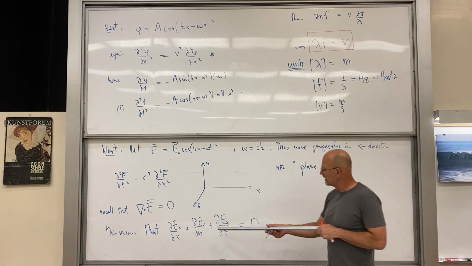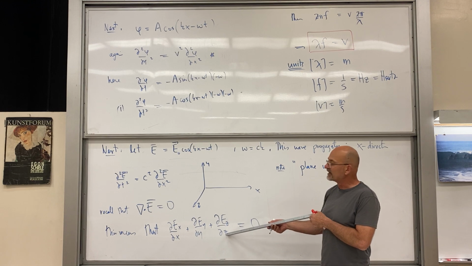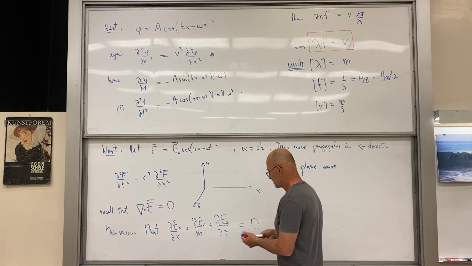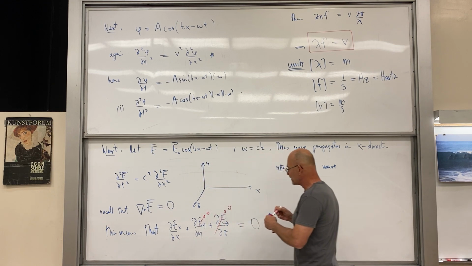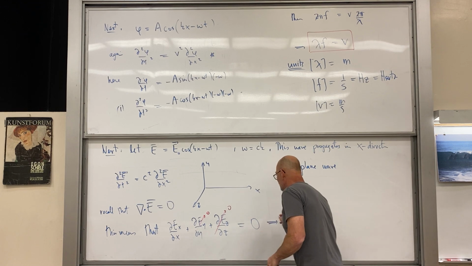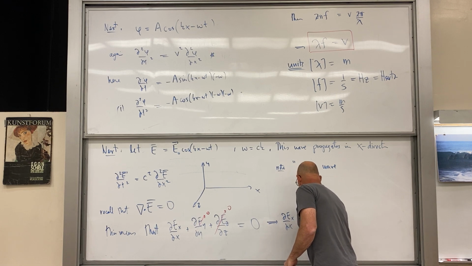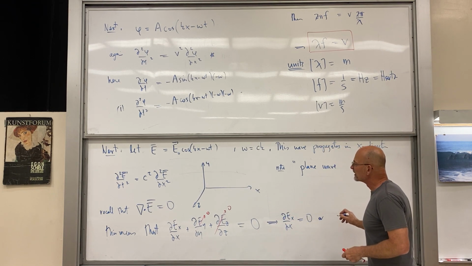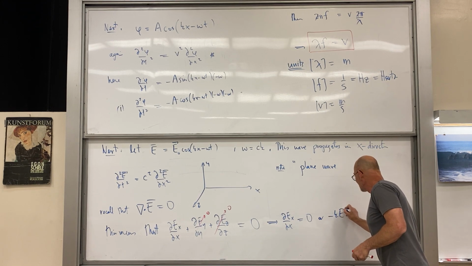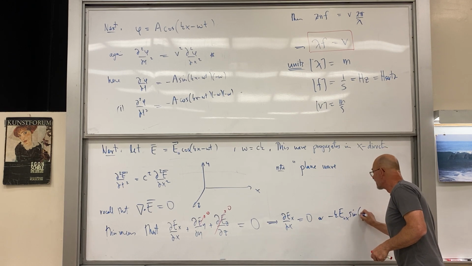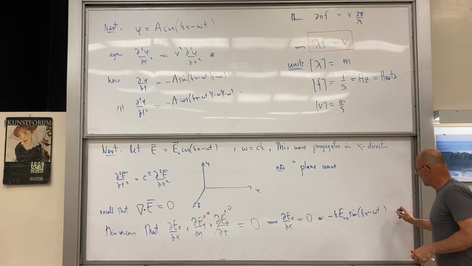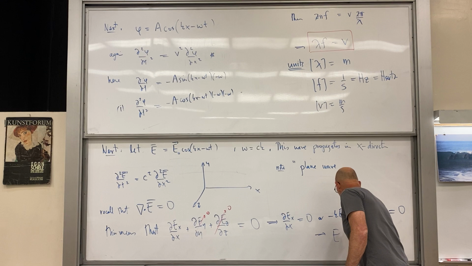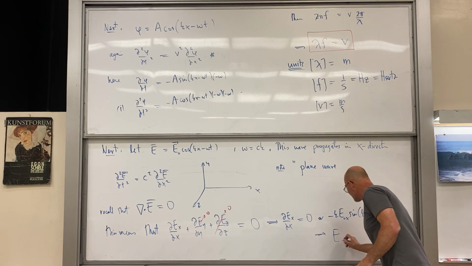Now let's inspect this. We don't have any y dependence or z dependence in this expression here. So these are trivially 0. And since the divergence is 0, we can therefore say that dEx dx is equal to 0. But dEx dx would be just minus k E0x sine kx minus omega t. Well, the only way that can be 0 is if E0x is 0. So therefore, if E0x is 0, then E sub x is 0.